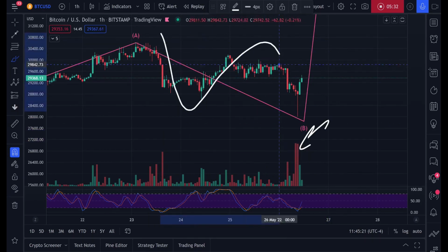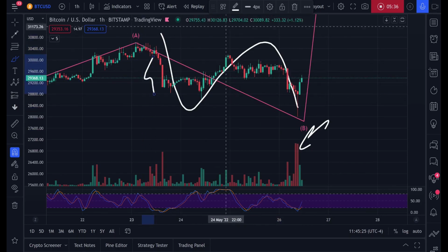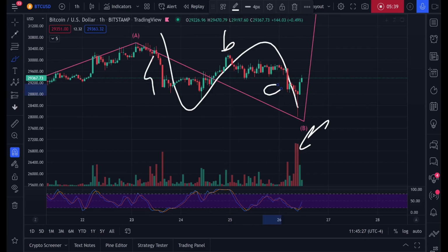Okay, so I said that this was a flat correction, right? It's a three-wave move. A, B, and C, okay, just like any regular flat correction.